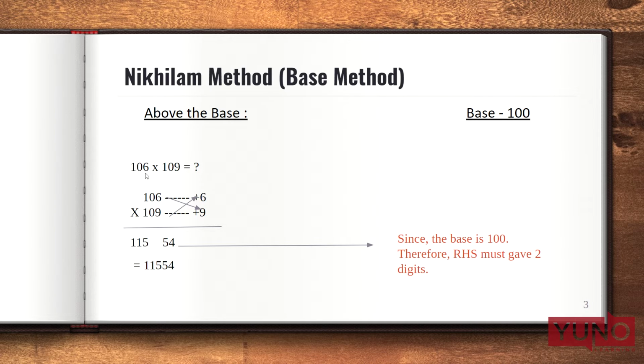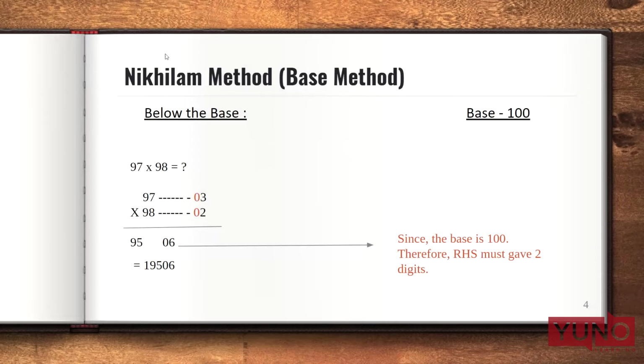Now one thing to keep in mind here is that our base is 100. Hence, whatever answer we get from the RHS, that must have 2 digits in it because 100 has 2 zeros. This is an important step that needs to be kept in mind while solving this method.